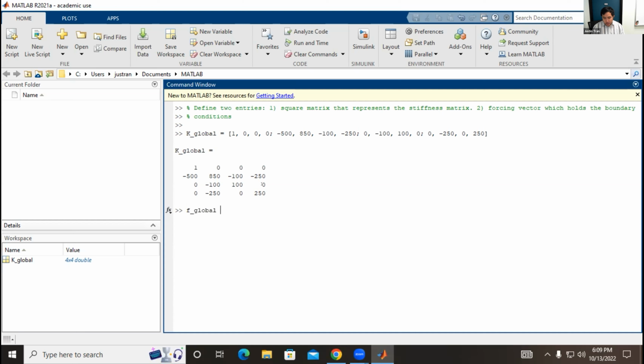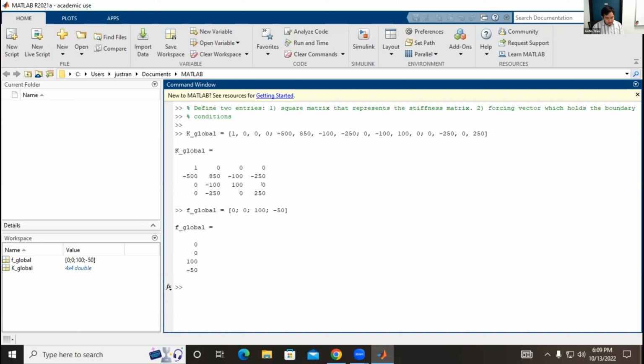The other thing you're going to define here is the forcing vector. This is a column vector, so every entry here is going to be separated by semicolons. We have a 4-row column vector: 0, semicolon 0, semicolon 100, semicolon 50. So that's our F global.